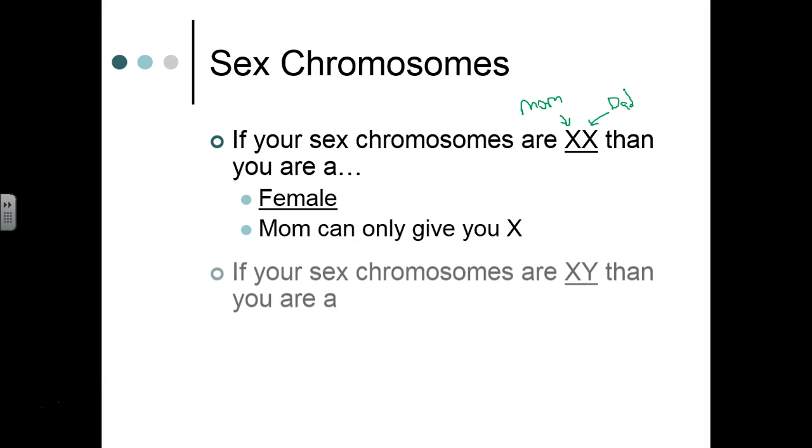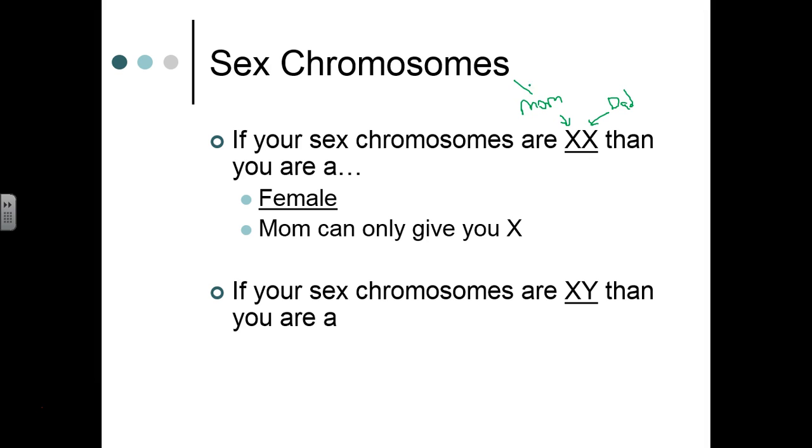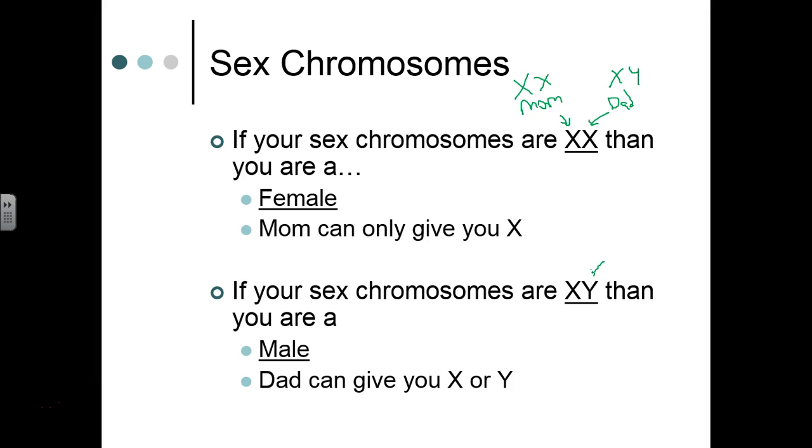Because mom is a female, she has XX, so all she can give you is one of the two X's. That's not true for dad, because dad, as a male, is XY. So if you're XY, then you are a male, and dad can give you X or Y, right? Because dad is XY, and mom doesn't have a Y at all, this Y absolutely had to have come from dad.